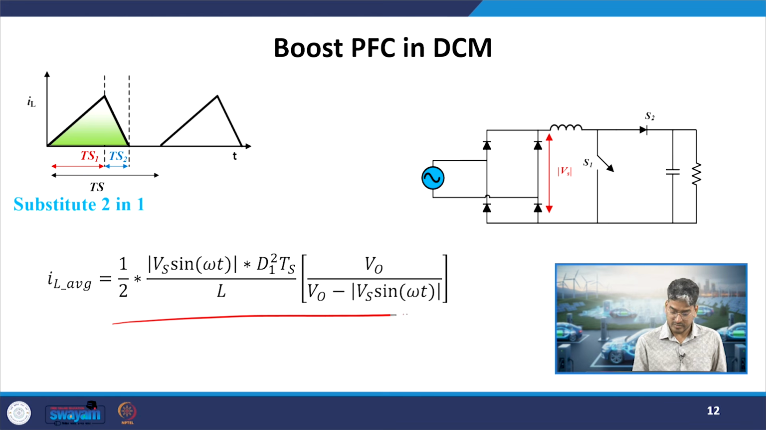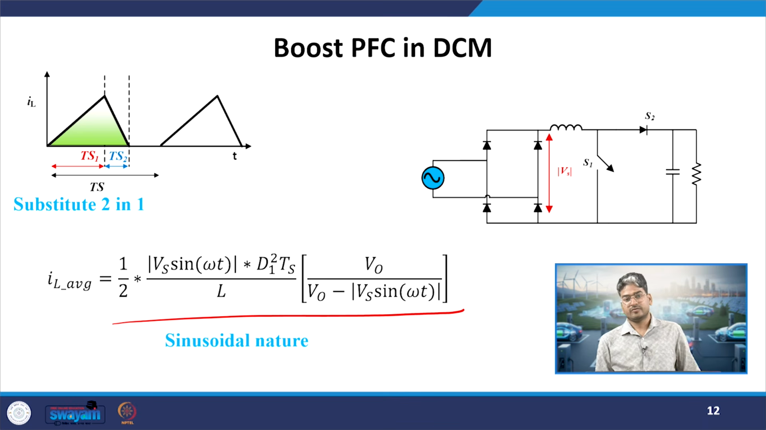Okay. So, what is our observation in this case? If I see, the average inductor current is also a function of the sine wave. Okay. So, whether I am in the CCM mode or in DCM mode, I can ensure that the current which is drawn is not peaky in nature, it is following our required sine curve.